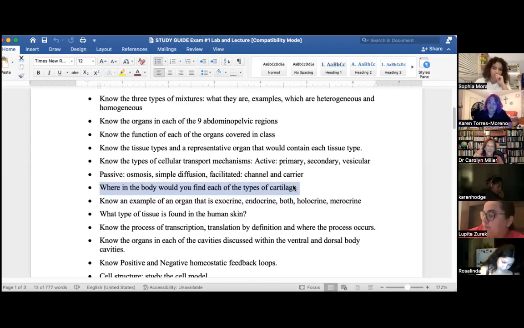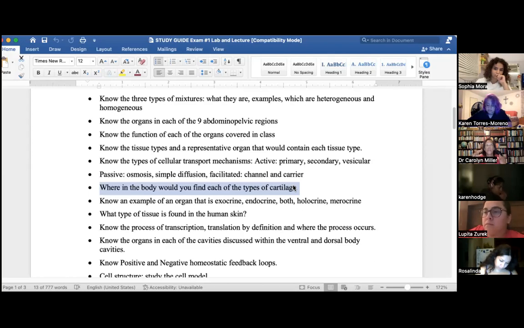We have fibrocartilage, elastic cartilage, and hyaline cartilage. Hyaline is the most numerous. It connects the ribs to the sternum. It's on the tip of the nose. It's on the end of the long bones. That's the most numerous, hyaline cartilage. And that one, I'll show you a photomicrograph. It will be on the exam.